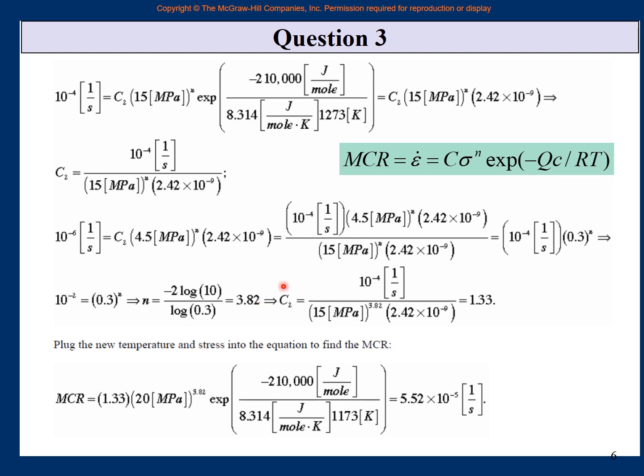Once you get them, put them here again, now the value of C is known, the value of n is known, and sigma this time is 20 megapascal, and temperature this time was given to you, so 273 plus that. So now you find the actual value, 5.52 into 10 raised to minus 5 per second.